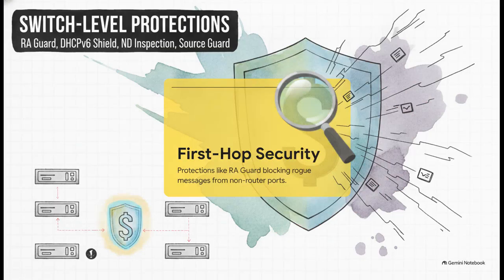Now, what's really interesting about this slide is the concept of first-hop security, or FHS. These are your switch-level protections, your ultimate shield against those rogue RA and DHCP attacks we just talked about. You absolutely have to deploy features like RA Guard and DHCPv6 Shield to block unauthorized messages. And here is the urgent takeaway. You need this on every single managed switch. Just one unprotected non-router port completely undermines the security for the entire local link.